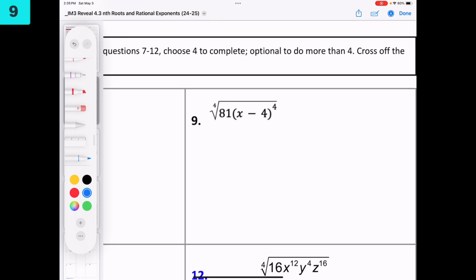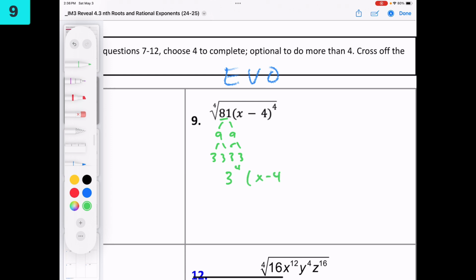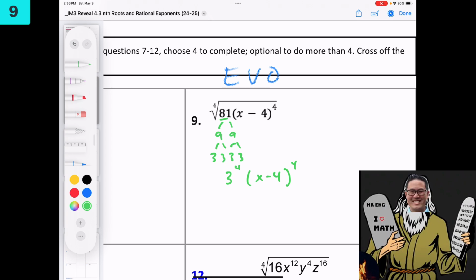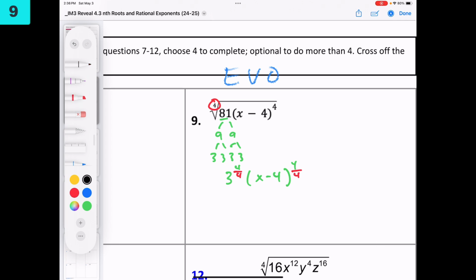Okay, number 9. So write EVO again. Let's break down 81, 9 and 9. So I have 3, so I have 3 to the 4th power. And then you have x minus 4 to the 4th power. We're going to write them with rational exponents. That just basically means their exponent has a fraction. 4 divided by 4 is 1. Same thing as to the 3rd power. And you'll have x minus 4 to the 1 power as well.